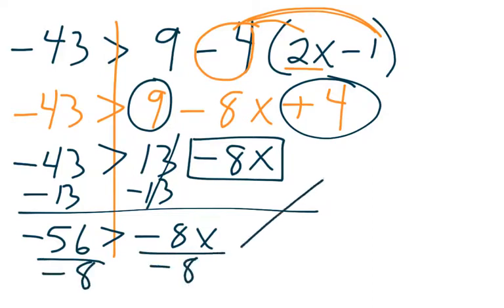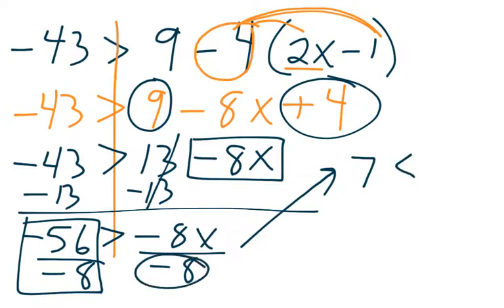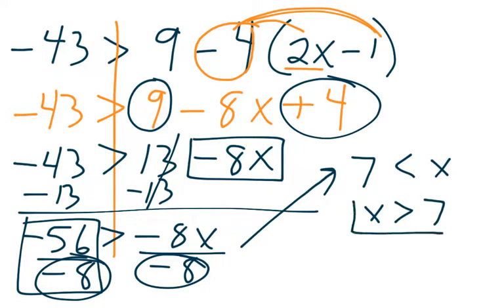I'm going to continue over here. So these two combine or divide to be positive 7. We do have to flip the sign though because we're dividing by negative 8. Notice I'm going left to right. X. We should rewrite that to help us graph it effectively. X is greater than 7. Remember, these two mean the exact same thing, but this one is easier for people to graph.